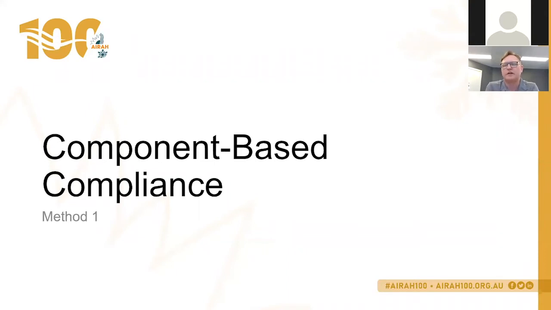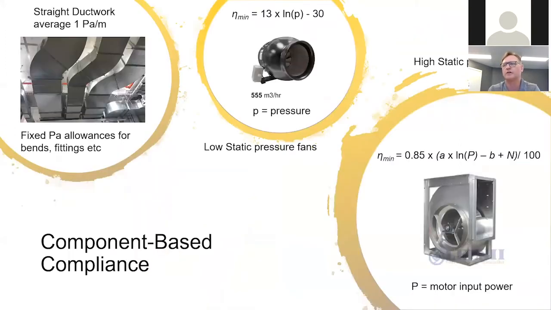Component-based compliance. The component-based compliance method 1 looks at meeting compliance for the ductwork pressure drops and the fan efficiency separately. Each of the components in the system are required to demonstrate compliance. So your ductwork system demonstrates compliance, or your fans demonstrate compliance. The ductwork in the system has compliance maximum pressure loss values for each part of the ductwork, for straight duct, and also for allowances for bends, fittings, and components in the system.